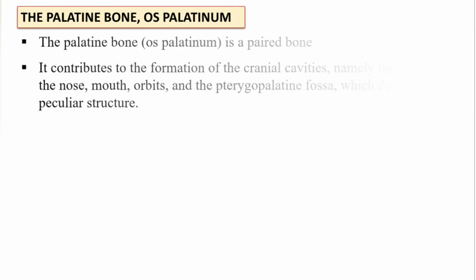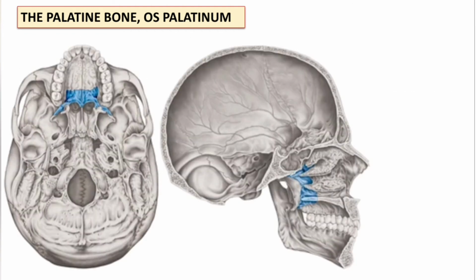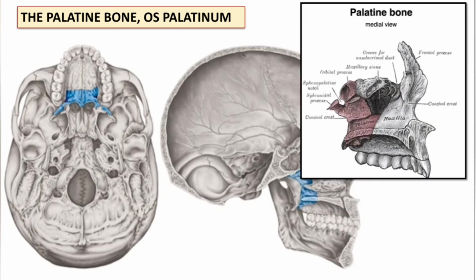So firstly, I'd like to show you what it looks like. This is the palatine bone on the inferior view, in blue again. And again here you can see it. The maxilla forms the anterior part of the roof of the oral cavity, and the posterior part is formed by this plate of the what? Of the palatine bone. I will tell you the name of this plate.